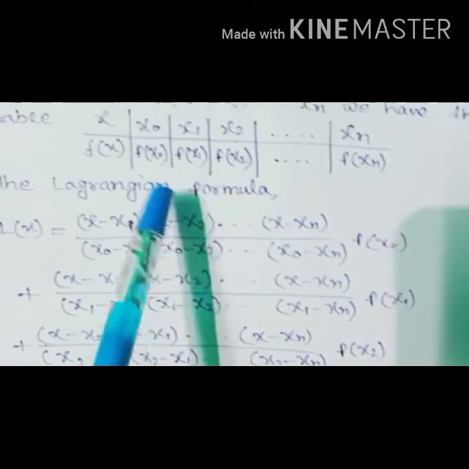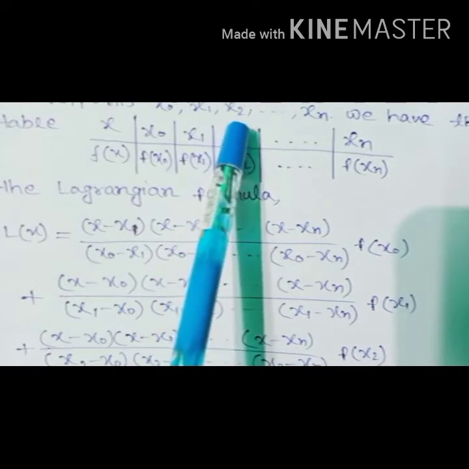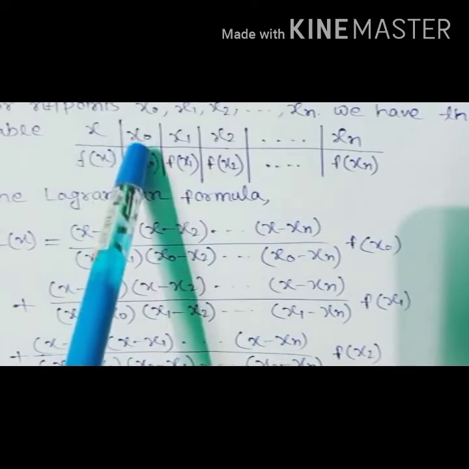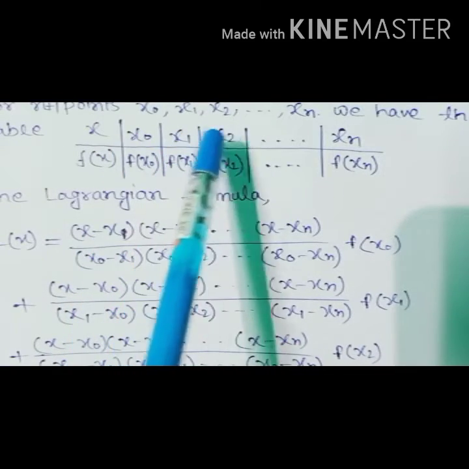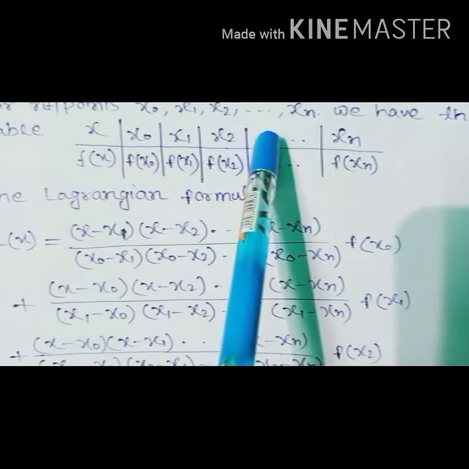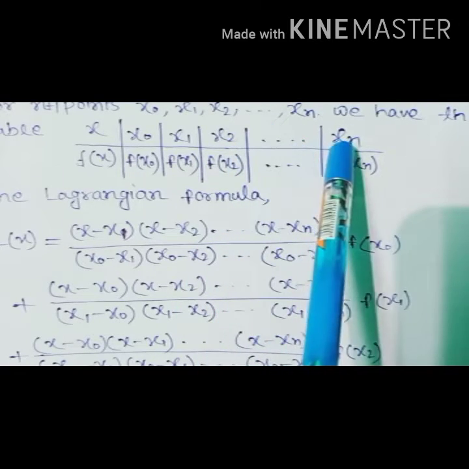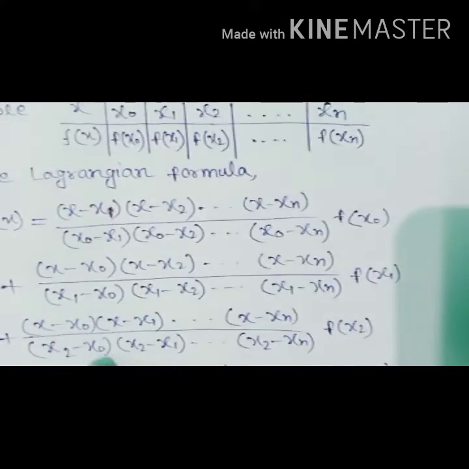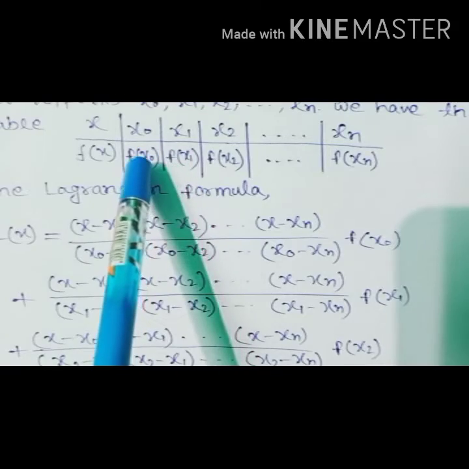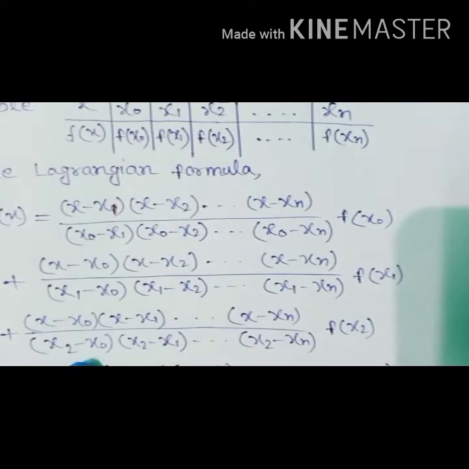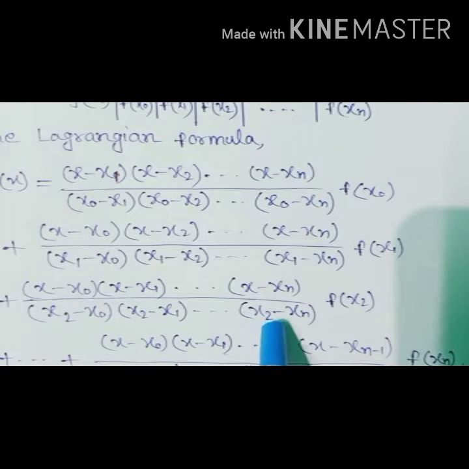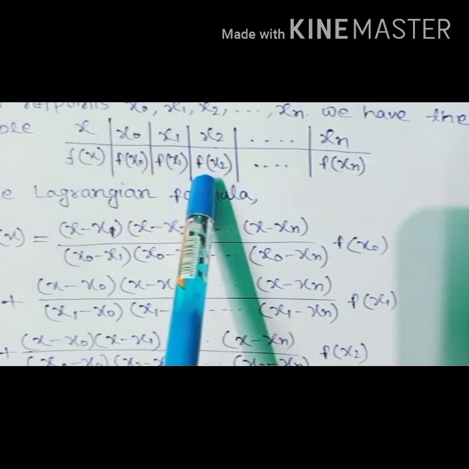Similarly, for the third point x2 I have excluded this point, and in the numerator I have written x minus x0, x minus x1, x minus x3, up to x minus xn, all except x2. In the denominator I am taking x2 minus x0, x2 minus x1, up to x2 minus xn, into the corresponding fx2.